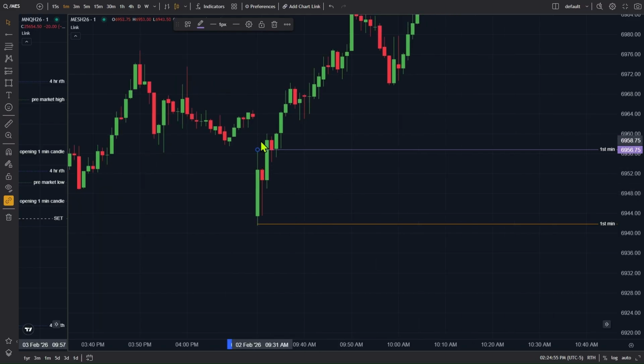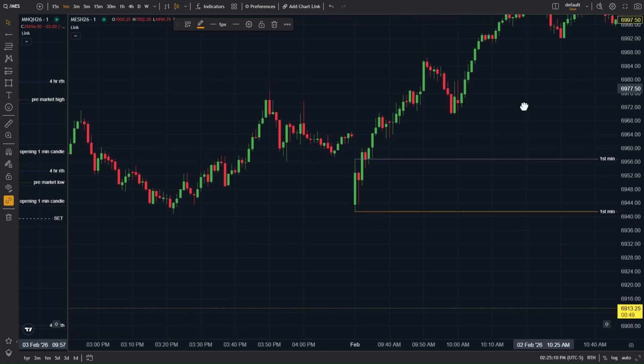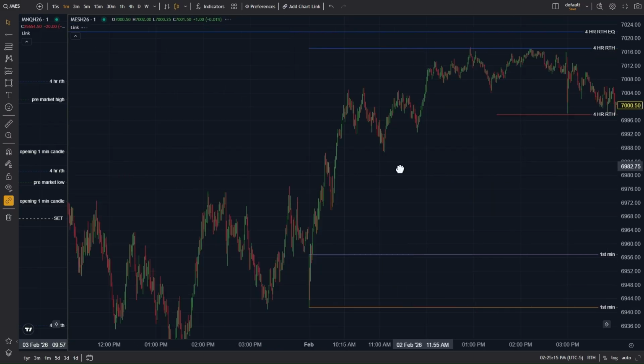Okay, so we opened. First minute candle went up and down, pretty good sized candle. Push down, failed to make a low. Finally, we get above it, pull away with a fair value gap, entry. And what did it do? It went up and up and up and then just chopped the rest of the day.